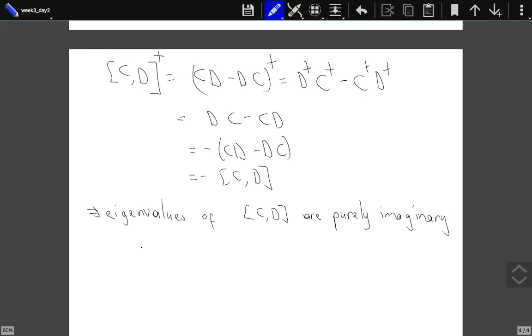Well, if the eigenvalues are purely imaginary, the average of CD in any state, you see how we define the average? You just multiply the eigenvalues with the probabilities and sum over all the possibilities in your state. Well, the probabilities are real. Eigenvalues are purely imaginary. So if you multiply them, you get purely imaginary numbers. If you just sum them up, you get purely imaginary numbers. So this is purely imaginary. So whatever the operators C and D are, whatever the observables corresponding to C and D are, if you take their commutator, their expectation value in any state is a purely imaginary number.